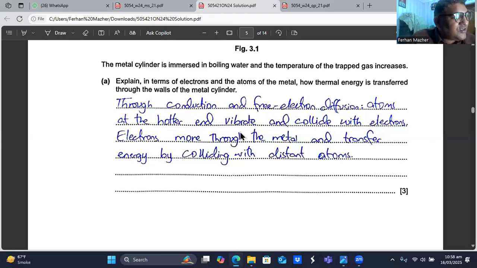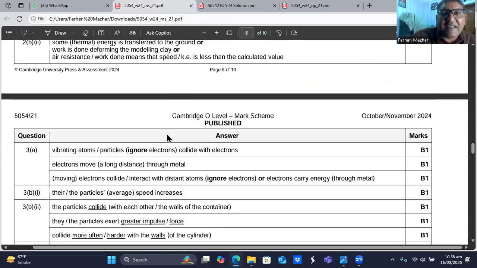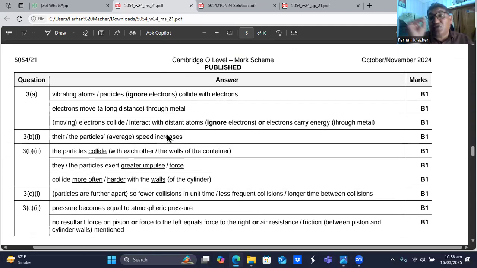I hope you understand. So let's check the answer, what the marking scheme says. You are supposed to write your own answer. Vibrating atoms, particles collide with electrons. Electrons move a long distance through the metal. Moving electrons collide, interact with the distant atoms. Electrons carry energy through the metal.